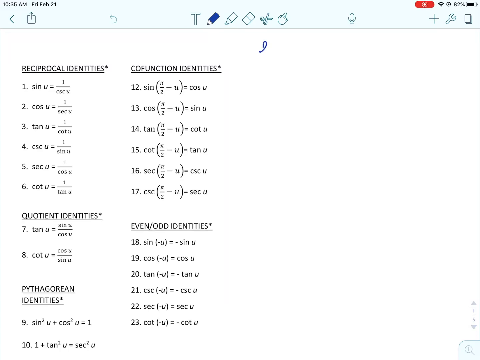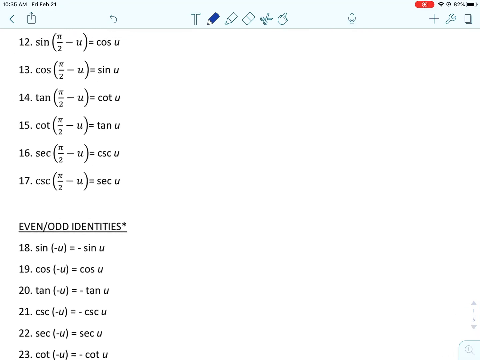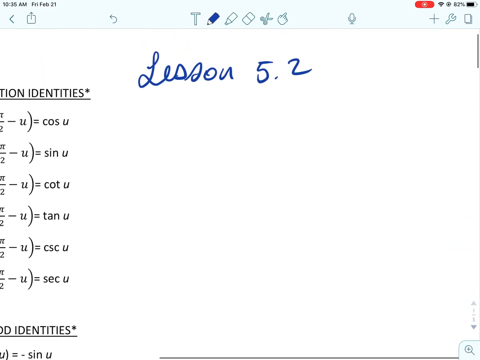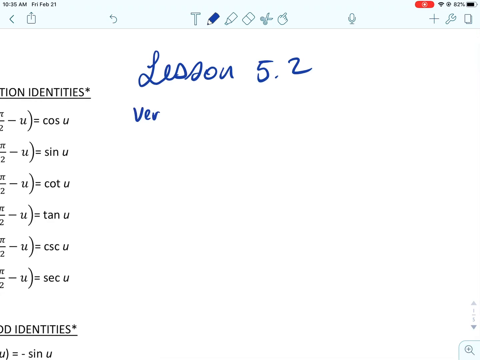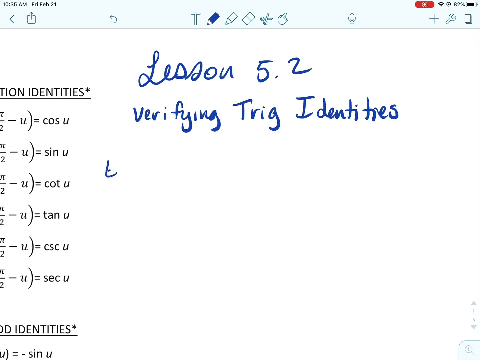All right, so finally, we're in lesson 5.2. We made it out of 5.1, but we have to remember everything that was in 5.1. And we're going to be verifying trig identities. And that's going to be our directions on every one of these, is just to verify.